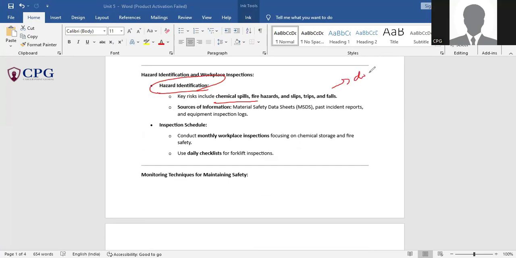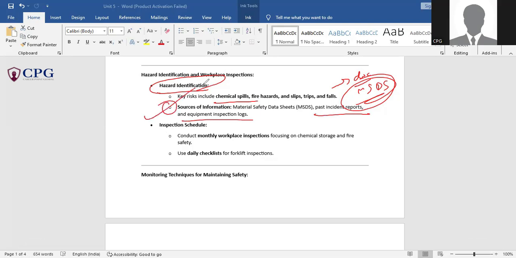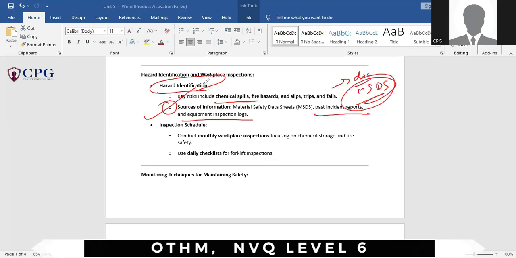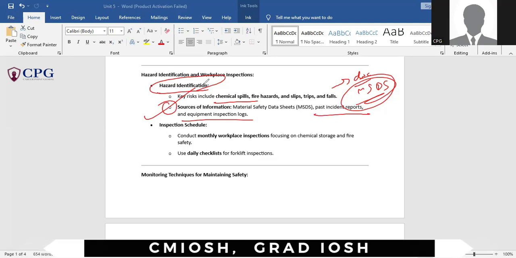Very simple, by using a document known as MSDS. In this MSDS, all the hazard information would be available. Then you can check past incident reports, equipment inspection logs, etc. These are the documentation evidence of what hazards are there, or what types of hazards these equipments are associated with. So hazard identification is very easy with these documents. Then you can make various inspections, daily, weekly, monthly inspections, etc. The daily checklist that you are using will give you the hazards.